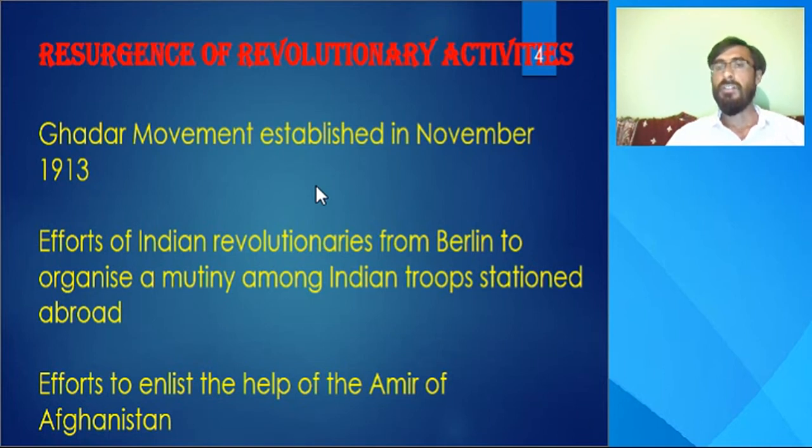Then the revolutionaries made efforts to organize mutiny among Indian troops stationed abroad. Then the revolutionaries also tried to enlist the support of the Amir of Afghanistan against the British in India. These factors created fear in the minds of official circles in India and forced the British government to provide a fresh package of reforms in order to win away the moderate and other liberal sections of Indian nationalism towards them.